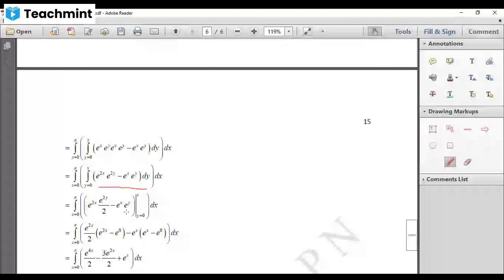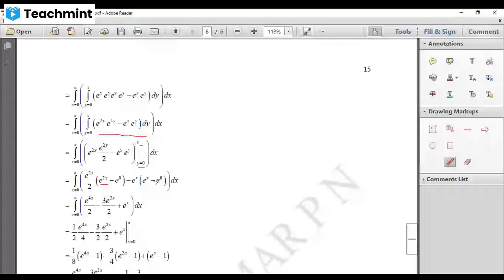Okay, now see here, this is the limit for y. So e to the power of 2x by 2 remains as it is. Apply the limit for y. The upper limit is x, so you will get e to the power of 2x, minus, if you put 0, you will get e to the power of 0, minus e to the power of x, which is constant, and it remains as it is. Upper limit x, so e to the power of x minus e to the power of 0. E to the power of 0 is 1. Here also 1. Minus into minus is plus 1.